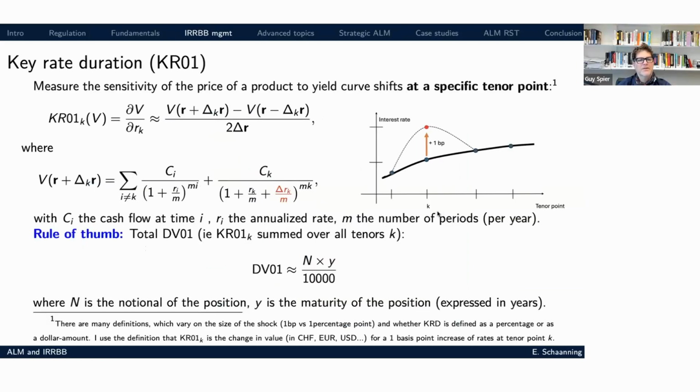Yeah, so just go back one slide. Sorry, key rate duration. So first of all, you're bumping up the interest rate in just one part of the yield curve. Did I get that right? That's the key rate duration at a specific tenor point. And then what I tend to call DV01, that's the key rate duration summed over the entire yield curve. So you assume that you're bumping the entire yield curve by 1 basis point. By one basis point, a parallel shift, yes.